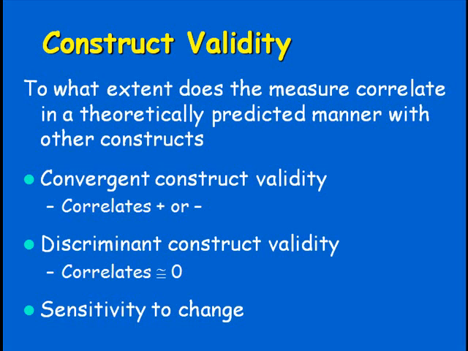Now, I said age between 18 and 65. There is indications of elderly people having depression. So that's examples of convergent and discriminant validity.